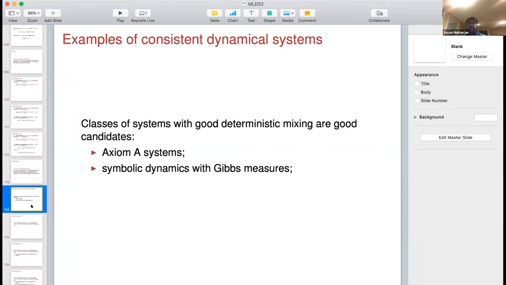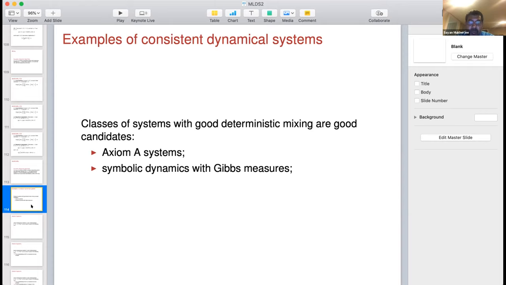Okay. So now you can ask, okay, you gave me some theorems and that's wonderful, but does this hold for any dynamical systems, okay? So we're gonna look at two systems that we know have good deterministic mixing properties, right? And so they're very natural candidates. And what I'll tell you is, if what we proved doesn't work for these two systems, then what we proved is nonsense, right? So that was kind of our motivation, okay?